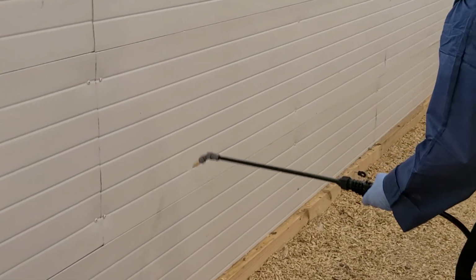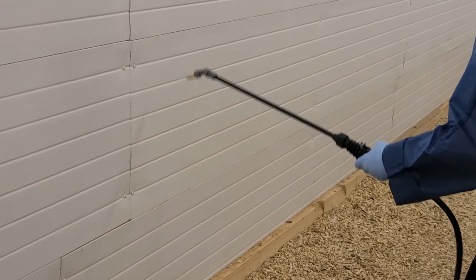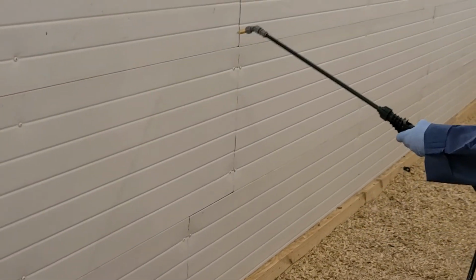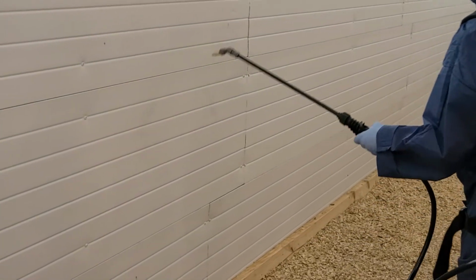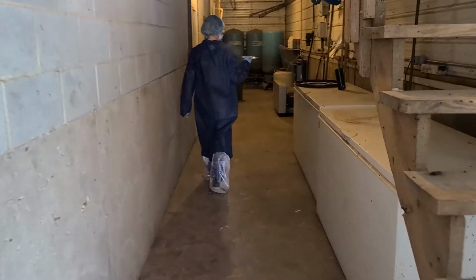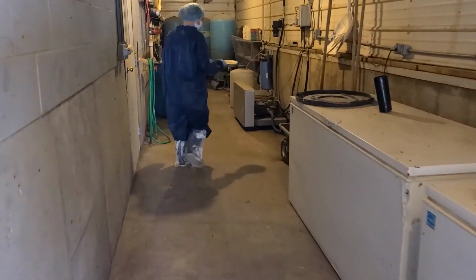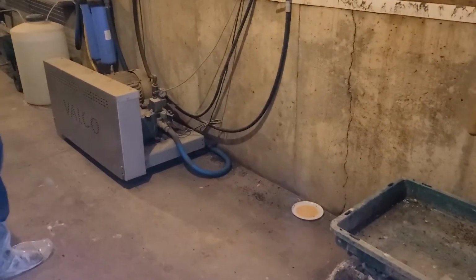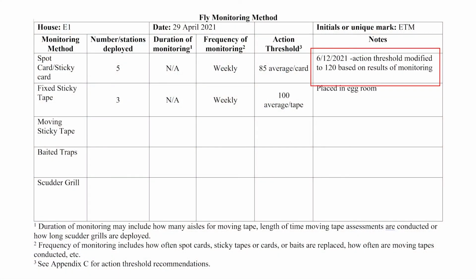Initially, you may set action thresholds too low. This may result in over-application of control methods, like chemical insecticides, when fly risk is fairly low. Setting action thresholds too high could lead to implementing control methods too late to catch up with an already accelerating fly population. You may modify your action thresholds as the conditions of your facility change, or as you gather more information about the fly population at your facility.